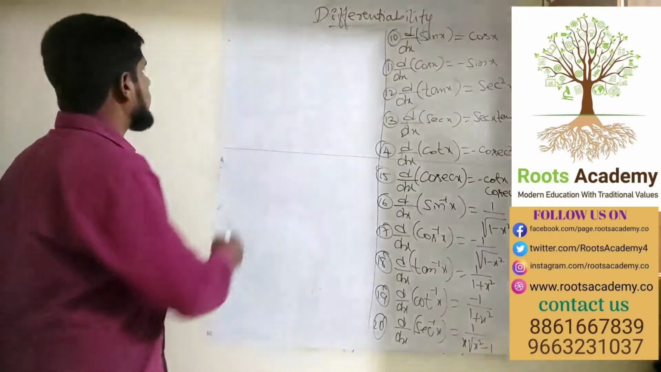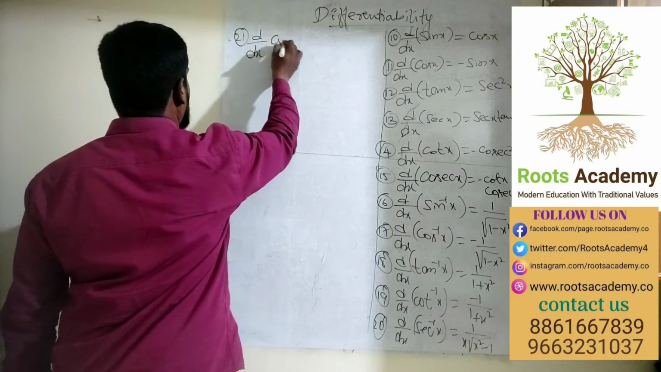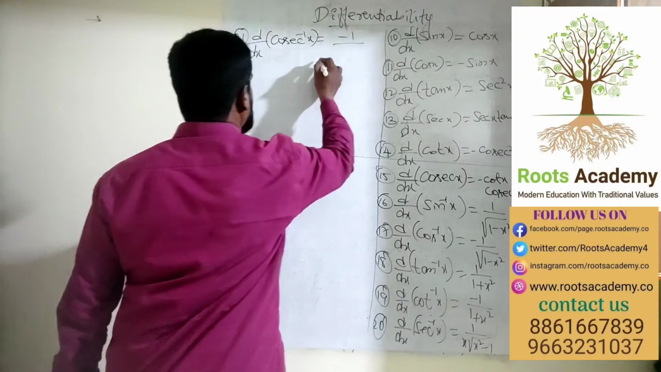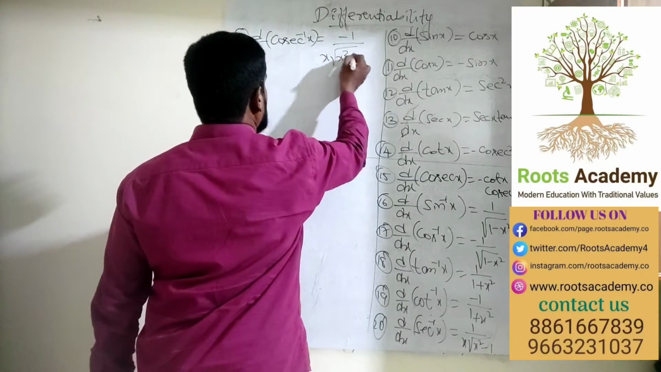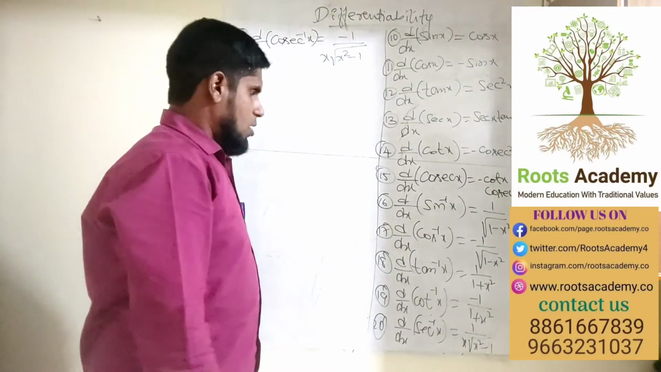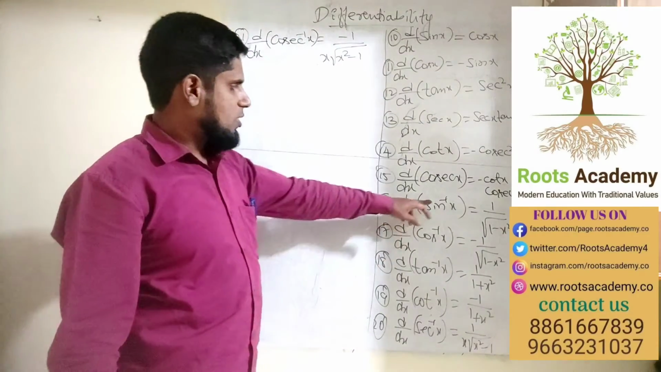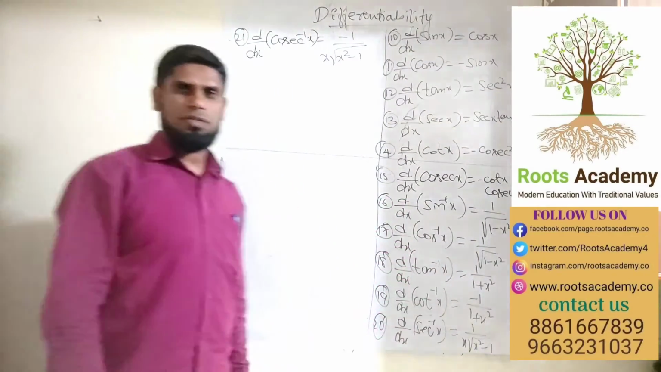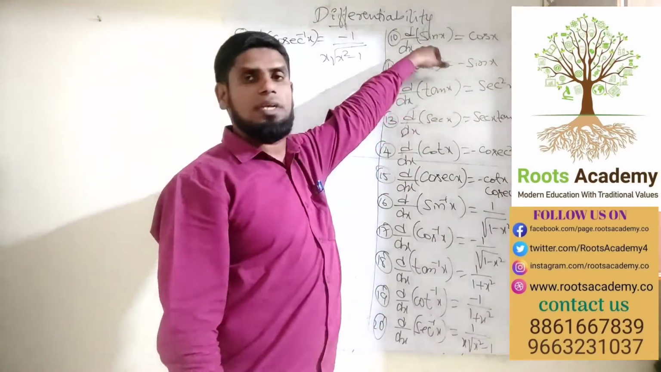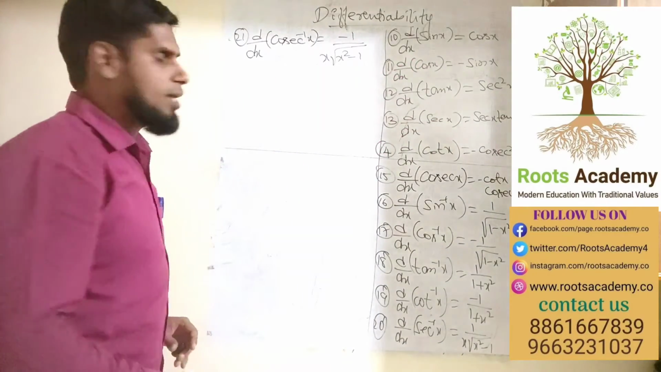Then next is d by dx of cosecant inverse x, that is equal to minus 1 by x into root of x square minus 1. Now students, these are the basic 6 inverse trigonometric derivatives. Now students, here in trigonometric derivatives, if any multiple angle comes, then what are its derivatives? Let us discuss now.